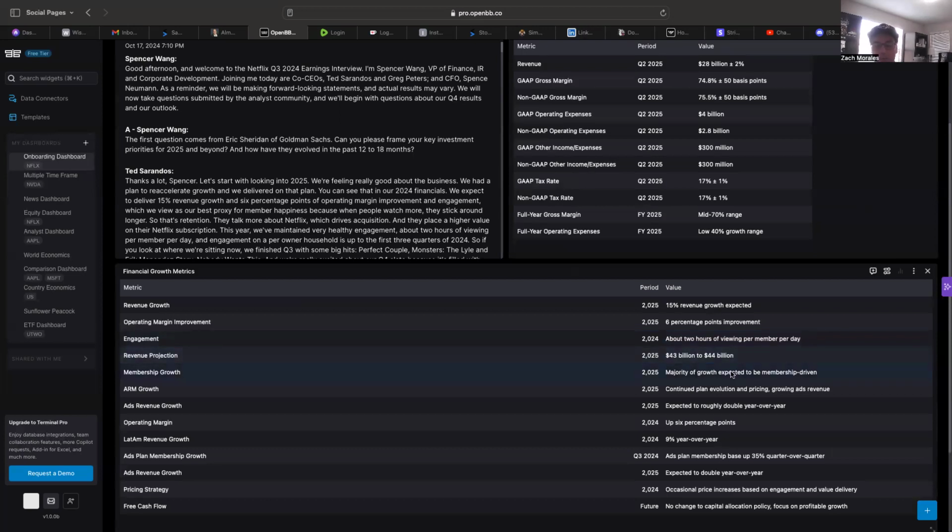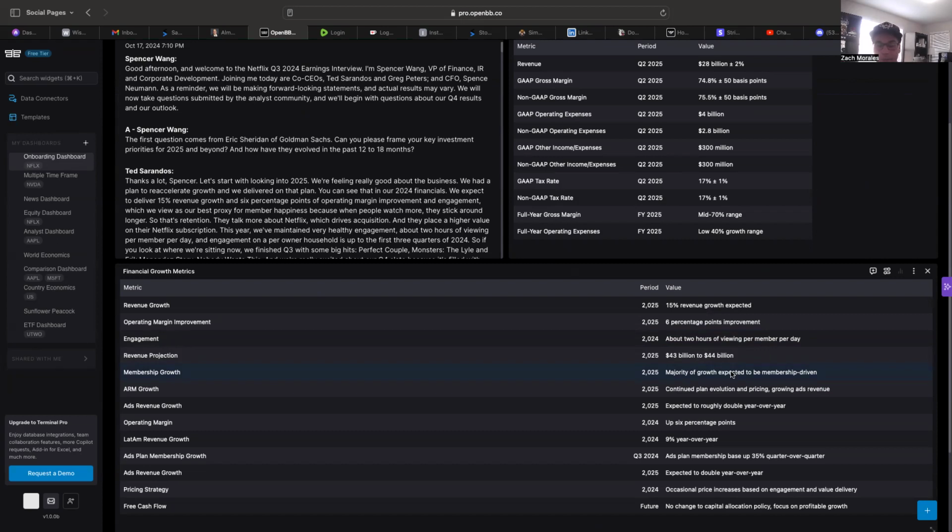And as far as membership growth, a majority of growth is expected to be membership driven. Their ARM growth, their continued planned evolution in pricing, and then growing ads revenue. So that's one thing that they've been doing, the new price tiers. That's part of their plan evolution, is what they're naming it, and then growing ad revenues. The ad revenue growth is expected to roughly double year over year. Operating margin, we kind of talked about that, up 6 percentage points.